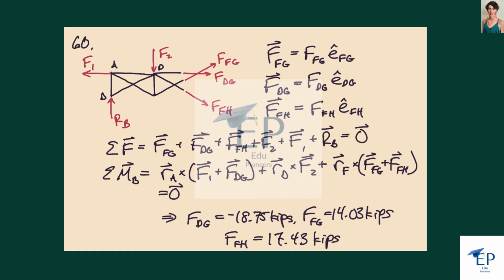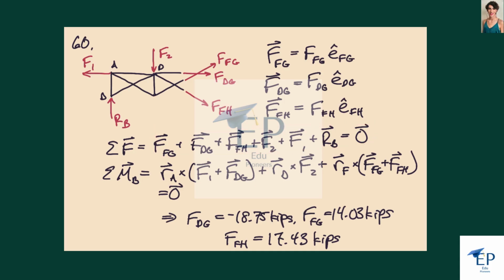So again, we can write our forces in terms of magnitudes and directions. Here's the unit vector from F to G, from F to H, and from D to G, which is just in the x direction. Again, we can write these in vector form because those are just in the horizontal and vertical directions. And then we can sum up the forces. So we have all of these forces, and those have to sum to 0.